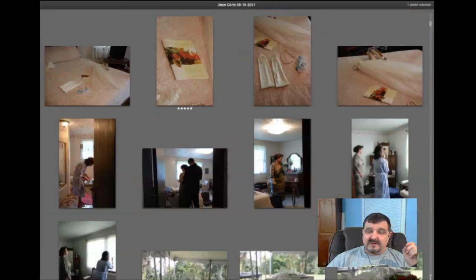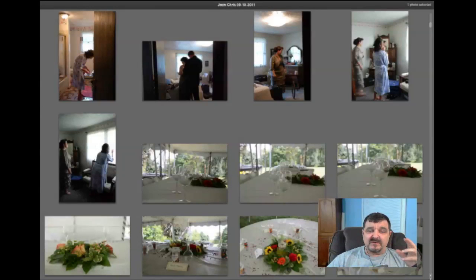Let's go ahead down here. You can see people are helping her get ready, and this is one of our most famous money shots right here. I'm going to blow this one up.